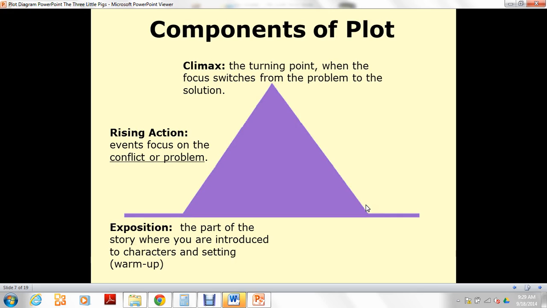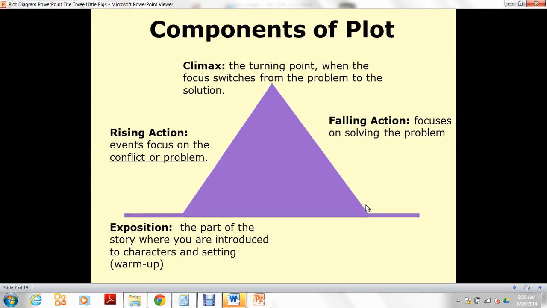Climax. The climax is the turning point when the focus switches from the problem to the solution. The climax is the most exciting part of the story that you're waiting on. It's also called the turning point of the story. Very good.